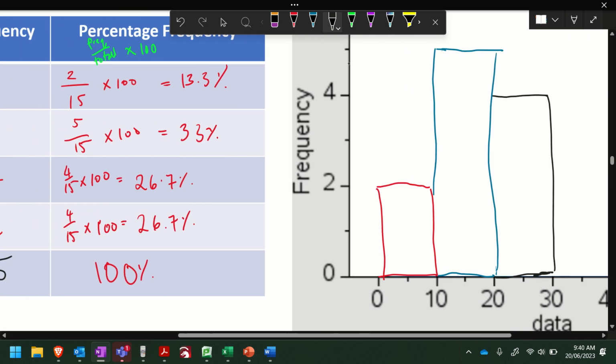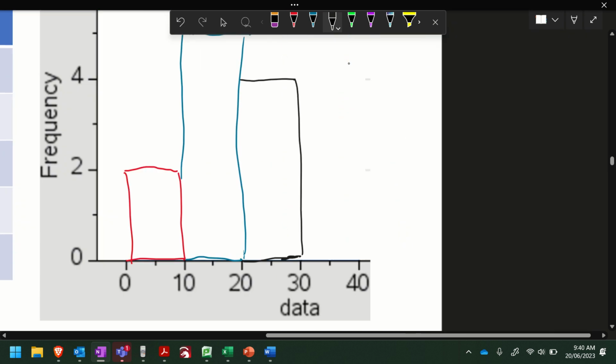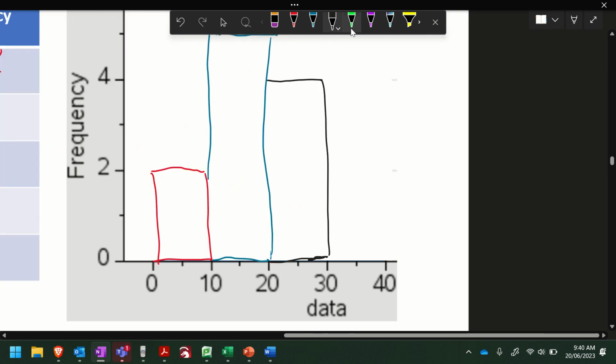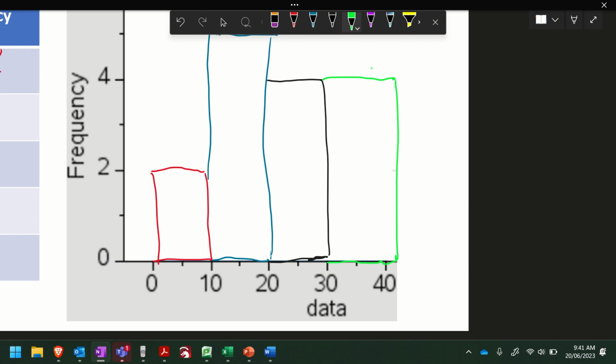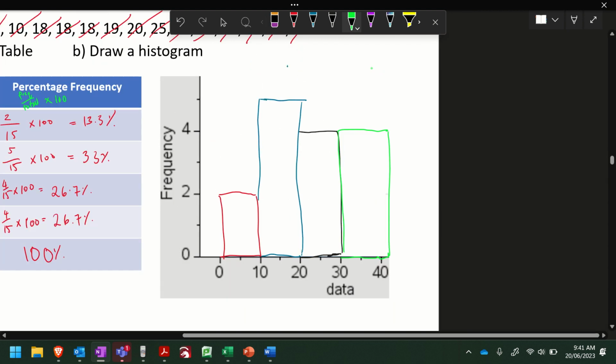And then the last one is the same thing. So 30 to 40 also goes up to 4. Let's use a different color. So the last bar, 30 to 40, should be the same height as this one. Okay, and there is your histogram for it.